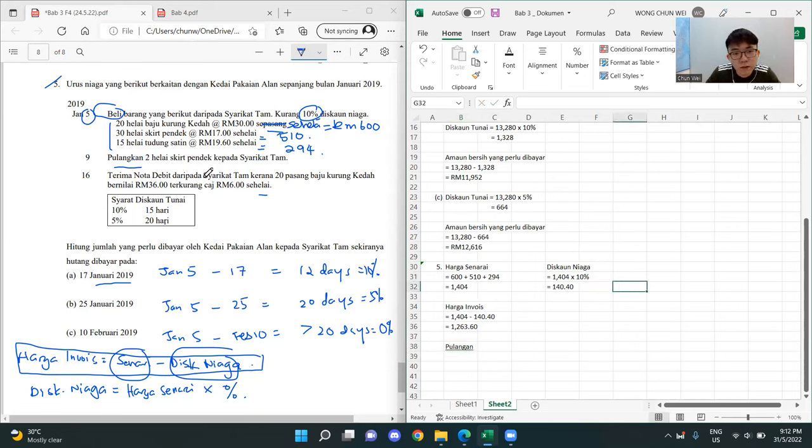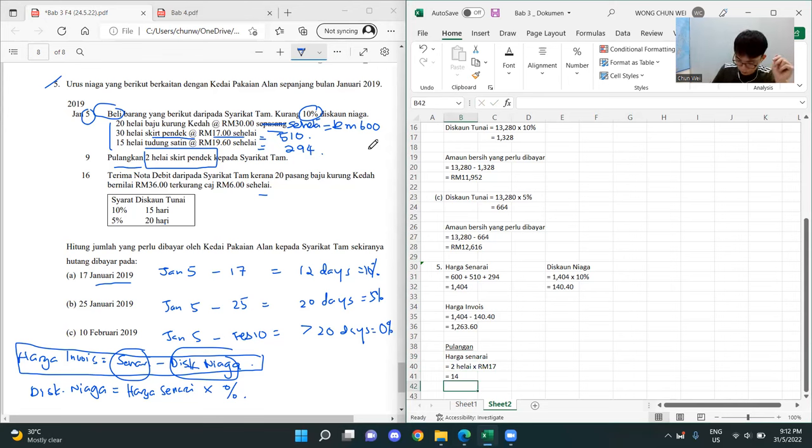Okay, so for this pulangan, ada dua helai skirt pendek. So we go to the dua helai, the skirt pendek. Skirt pendek is here. Is how much? 17 ringgit sehelai. So based on the harga senarai, is it not? So the harga senarai is actually dua helai. So I use two dua helai times how much sehelai? 17.